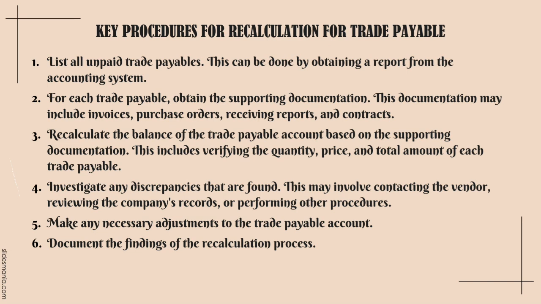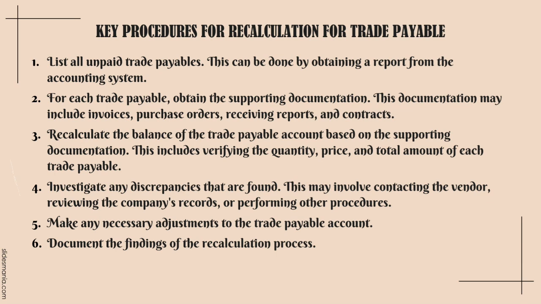Identify all unpaid trade payables. This can be done by obtaining a report from the accounting system. For each trade payable, obtain the supporting documentation. This documentation may include invoices, purchase orders, receiving reports, and contracts. Recalculate the balance of the trade payable account based on the supporting documentation. This includes verifying the quantity, price, and total amount of each trade payable.